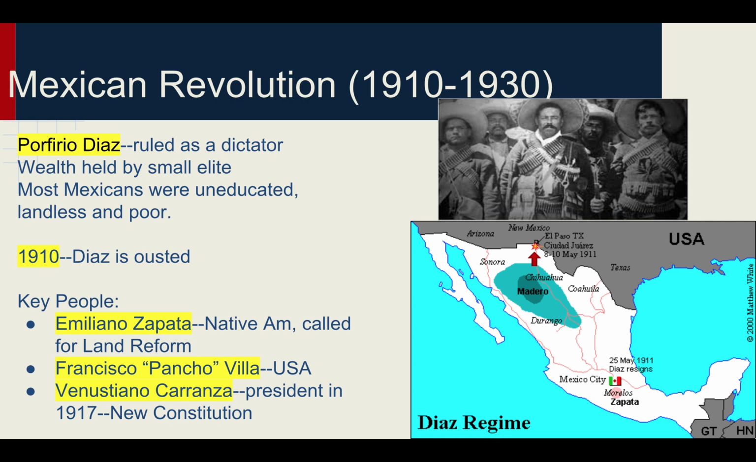In the Mexican Revolution from 1910 to 1930, there is a man named Porfirio Diaz, and he rules as a dictator. And because the system of hierarchy of social classes was there, Diaz could just do whatever he wanted. In 1910, he's ousted, and the heroes become a man named Emiliano Zapata, and he calls for land reform, and a man named Pancho Villa, and basically that ends with a man coming to power whose last name is Carranza, and he becomes the president in 1917, and they make a new constitution.